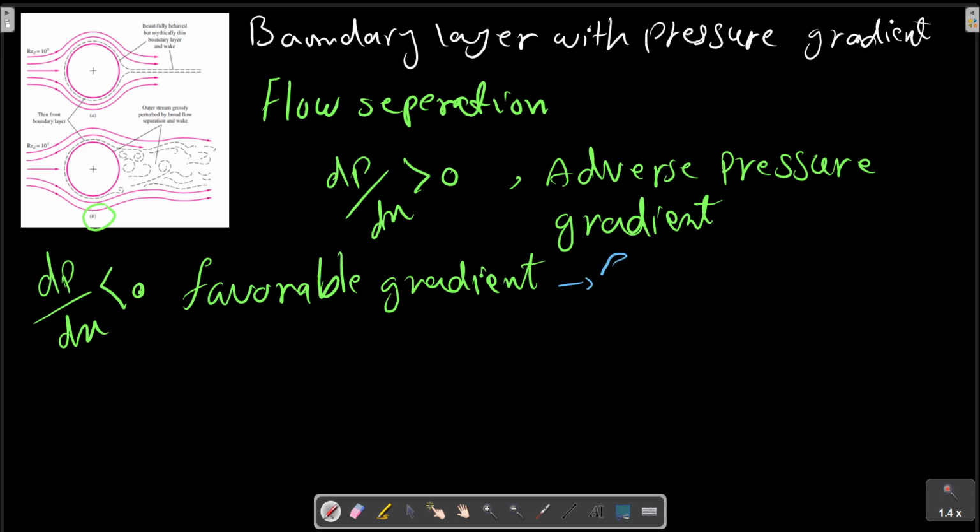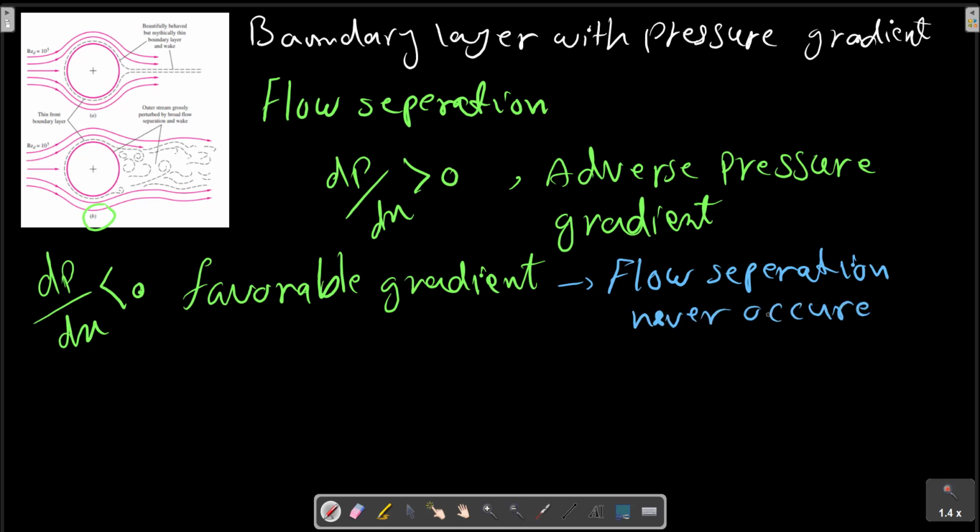Flow separation in a typical immersed body flow, such as the figure shown here: the favorable gradient is on the front of the body and the adverse gradient is on the rear, as will be discussed in the later chapter 8.